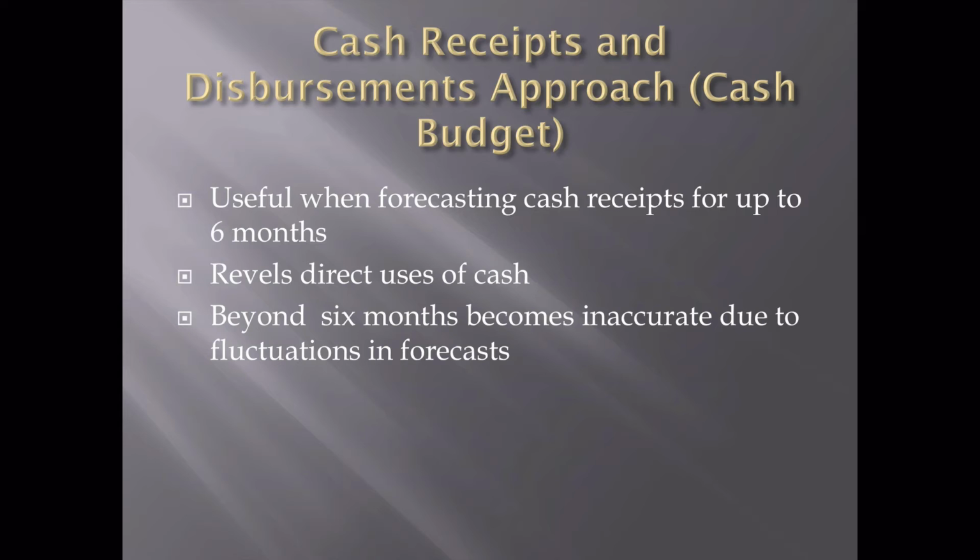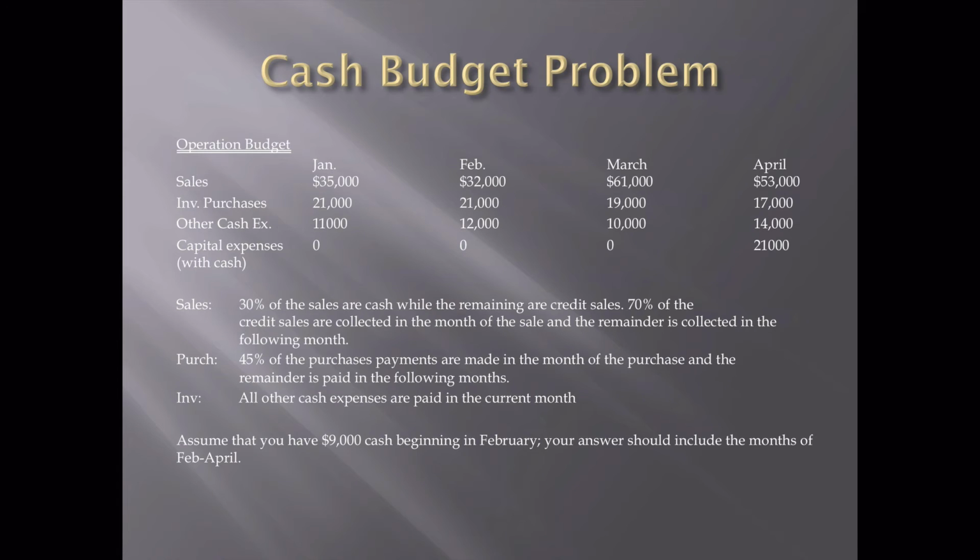everything changes. Our revenues may change. The way that we get paid for cash and credit may change. Our needs may change as far as our purchases. So it's good to do this every 6 months just to make sure we have enough cash to cover all of our needs. And this is an example like one in the book.